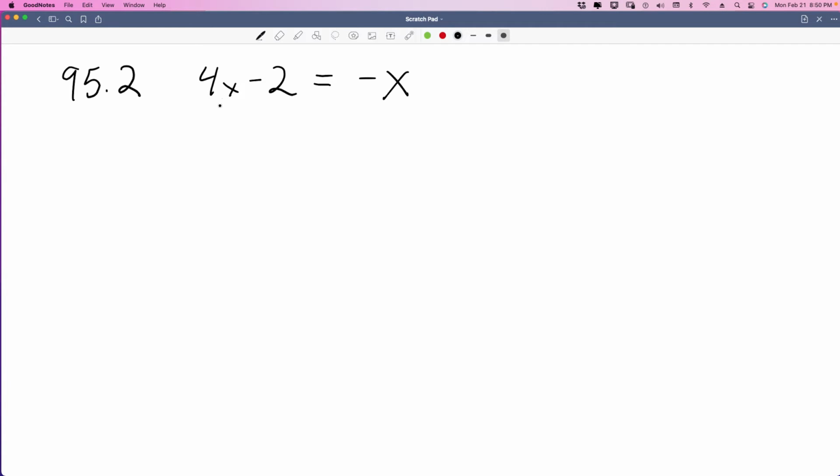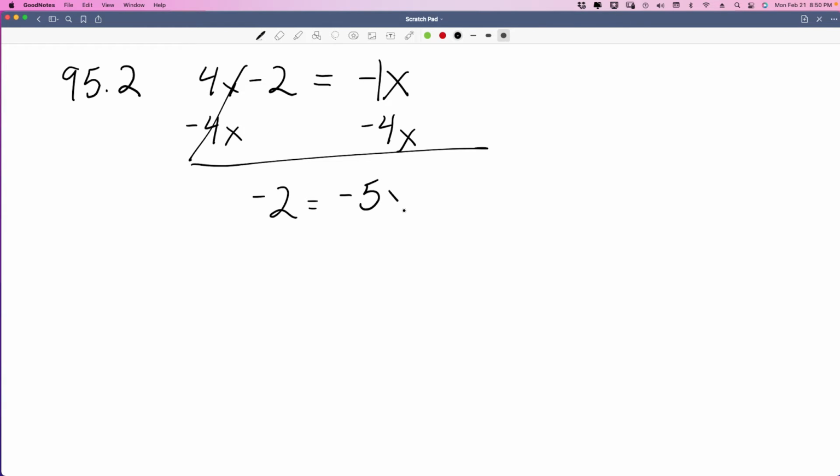All right, so we have 4x minus 2 is equal to negative x. Well, wait a minute. All we have on this side is an x. We don't have a constant, so what are we supposed to do? Well, when you only have this one term over here, it's pretty obvious that in this situation, the smart thing to do is to move the term from this side over to this side. That way you're left with, this cancels, negative 2 is equal to negative, remember that's a 1, 5x.